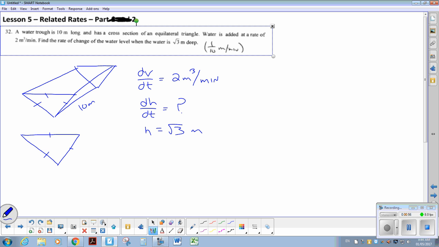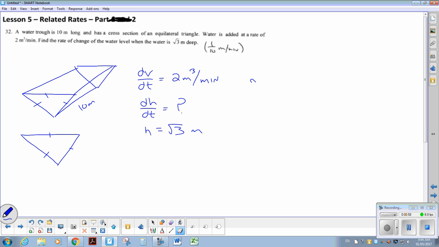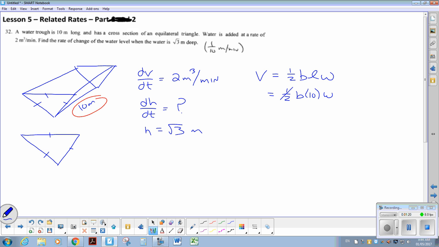So it's a volume, so, whoops, let me start with volume here. Volume equals 1/2 base times length times width. Now that 10, that's a constant, that's not going to change, so we can plug that in. So that's 1/2 base times 10 times width, the variables don't really matter. So we end up with 5 BW.